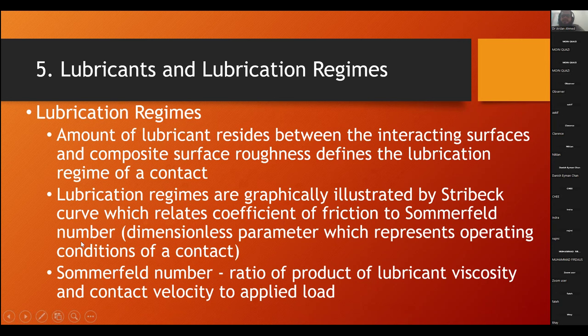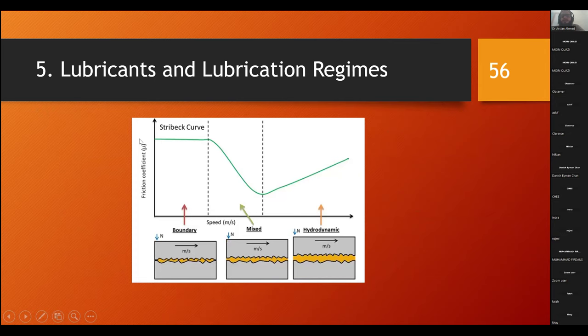What is a Sommerfeld number? A Sommerfeld number is a dimensionless parameter which represents the operating conditions of a contact. It is the ratio of the product of lubricant viscosity and contact velocity to the applied load. This is an illustration of various regimes. You can see it over here. On the y-axis, we have the friction coefficient, and on the x-axis, we have speed. In the first part of this curve, you can see that the green line is quite smooth and nearly horizontal to the x-axis.